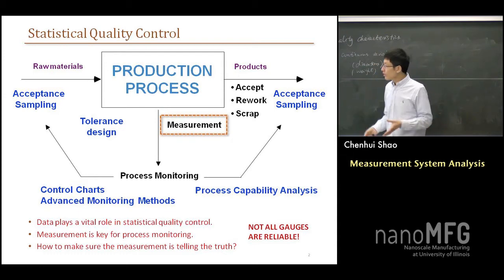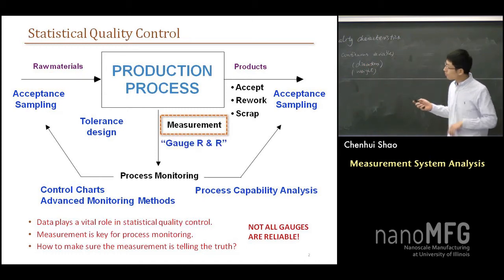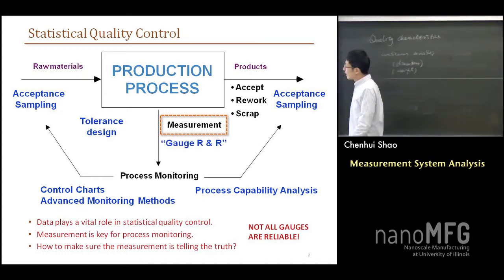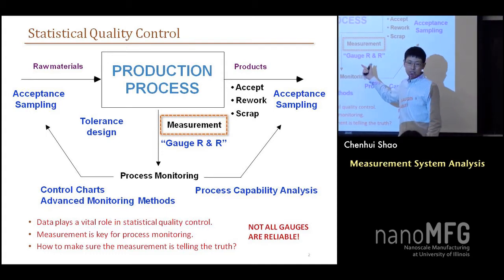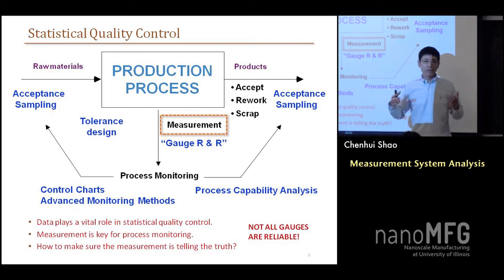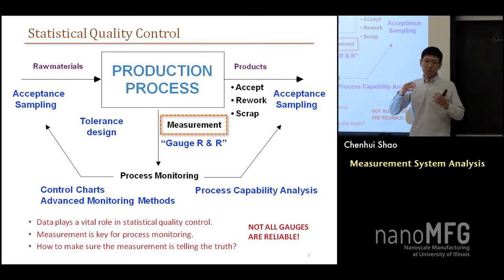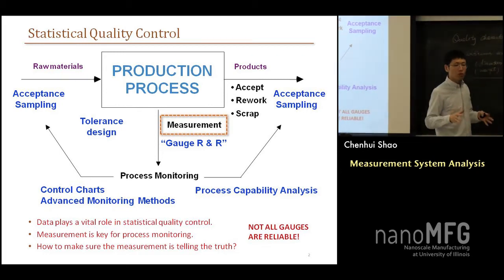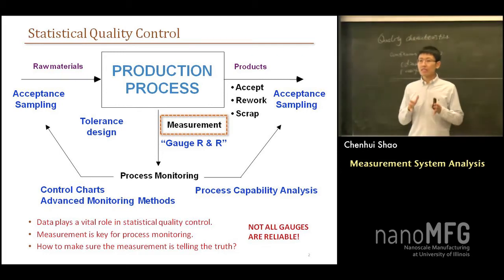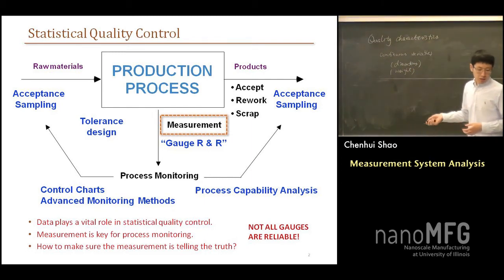Is that right? So the topic today is that we are really going to learn about this gauge R&R study. How do we do that for a measurement system? Some people also call this measurement system analysis or MSA. So gauge R&R or MSA, they both mean the same thing. The objective is to know whether a measurement system is capable or not. So that's the objective. So how do we do that?